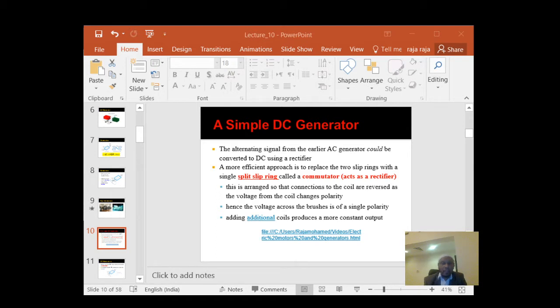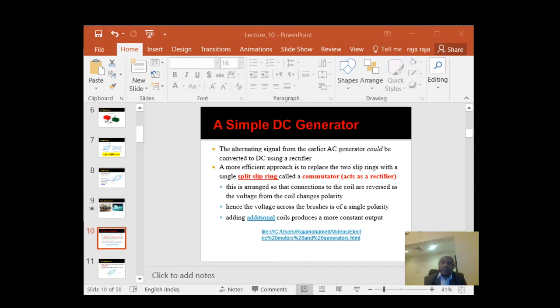Last class we studied, under the electrical machines topic, the AC generator, how it works and how alternating EMF is generated from it. Today we are going to study the simple DC generator, how it works and what the structural difference is between the DC generator and the AC generator. Then we will see the purpose of a commutator device in the simple DC generator.